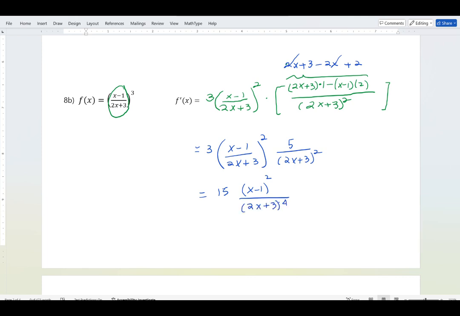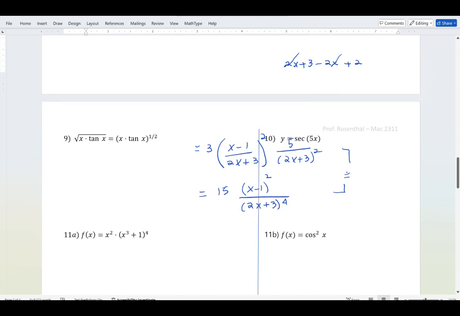So this is another possible way to do it. But if you leave it like this, if you just combine the 3 times 5 as 15 over 2x plus 3 squared, times the original quantity, x minus 1 over 2x plus 3, altogether to the second, that would be okay with me. But sometimes the question might be multiple choice, or you may be checking your answer. So it's important for you also to recognize that these two answers are exactly the same. So it can be written in alternate forms.